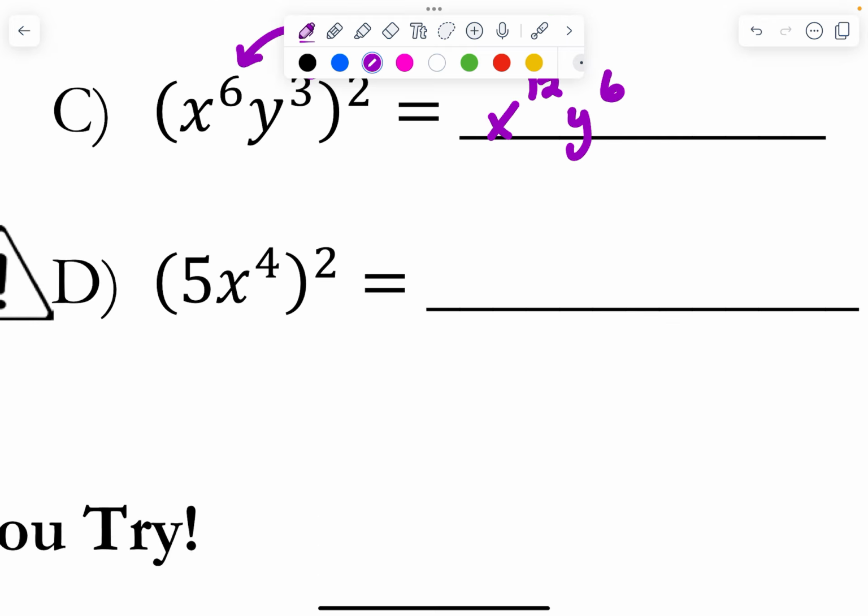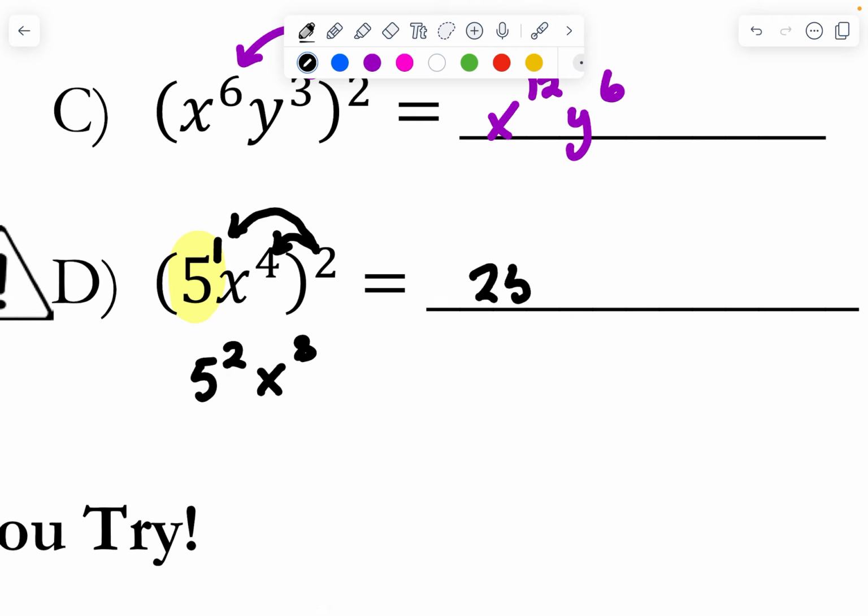And even though notice that I have this 5 here, it still does have an exponent, the exponent being 1. It's just 5 to the power of 1, 5 by itself, one time. So we can still just distribute that. Remember, 5 to the power of 1 times 2 is 5 squared. I'm going to place this down here: 5 squared. And then 4 times 2 is 8, so x to the 8th. Now, 5 squared I know is 25, so my final answer is going to be 25 times x to the 8th.